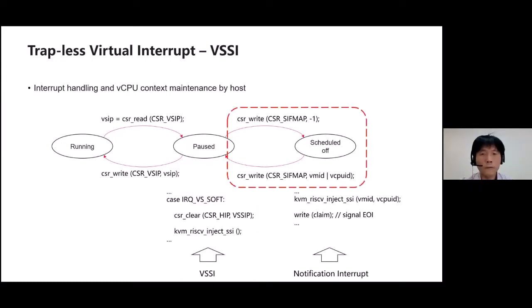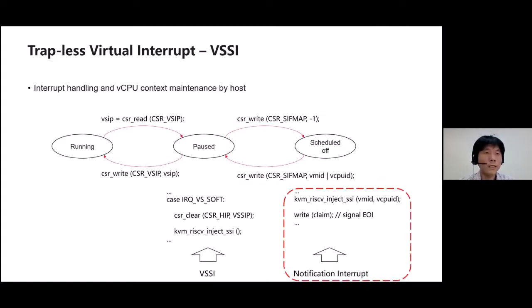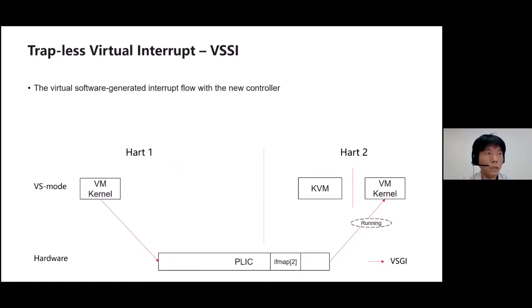When the host schedules off a vCPU or schedules on a vCPU, it updates the corresponding IFMAP register. When the target vCPU is scheduled off, the PLIC sends the notification interrupt to the hart so that the host can wake up the target vCPU and resume its execution. With the extension on the interrupt controller and KVM support, now the VSSI can be directly delivered to the VM kernel when the vCPU is running, avoiding traps to the host. When the vCPU is not currently running, the host receives the interrupt and injects it to the vCPU, same as the current solution.